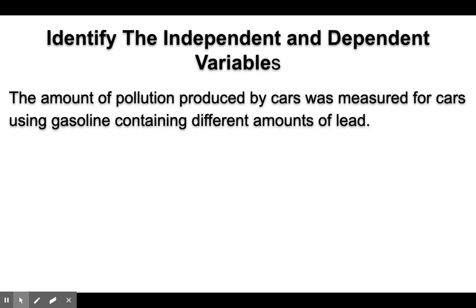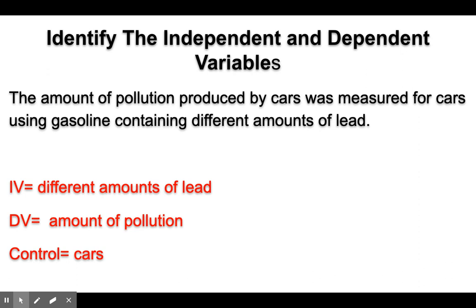The amount of pollution produced by cars was measured for cars using gasoline containing different amounts of lead. Okay, so what are we changing in this experiment? The different amounts of lead. So that's the independent variable. What we change, what we manipulate, is the independent variable. What responds to that change or what we are measuring is the dependent variable. So what are we measuring? What's responding to that change? It's the amount of pollution. And you'd have to use the exact same car each time.